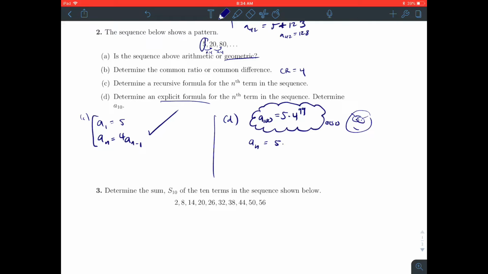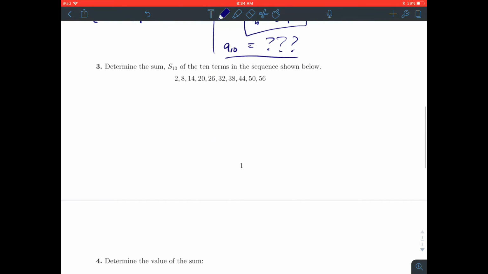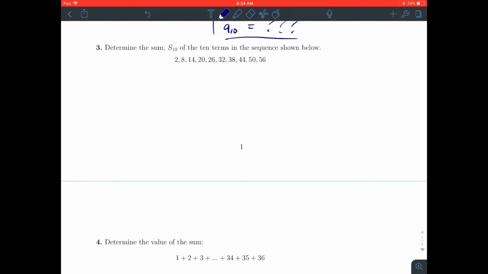So in general, we get that A sub n is equal to 5 times 4 to the 1 less than whatever number we were trying to get up to, because there's one fewer step to get from 1 to that value. I'm going to let you guys find A sub 10, so I'll leave that as a blank. Figure it out. Next up, we're looking at some sums.